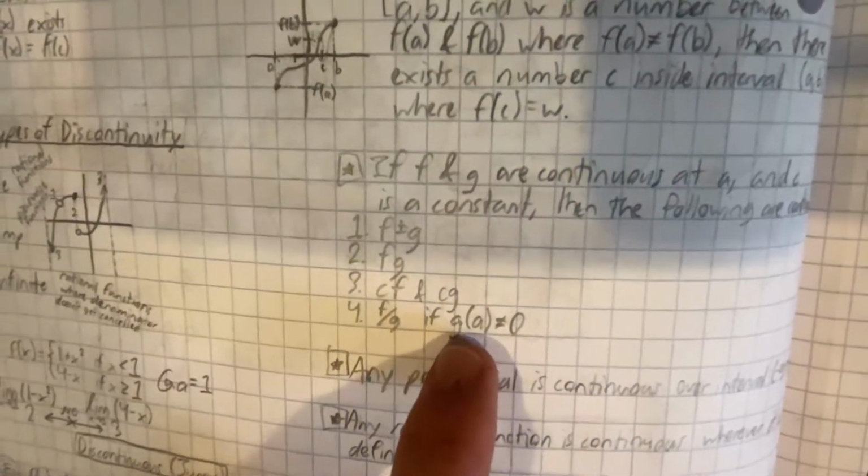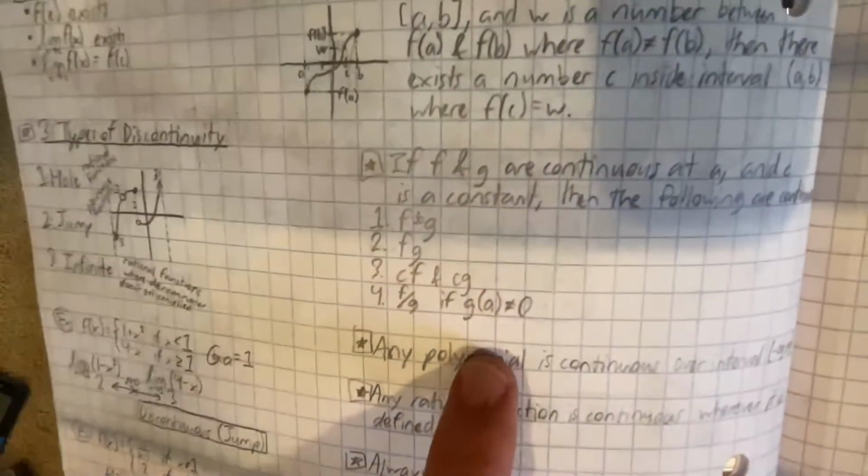And then 4, f over g is continuous, assuming that g at that number that we're talking about is not equal to 0, because then we would get an infinite. So yeah, we would get an infinite. Okay. Now the next thing.